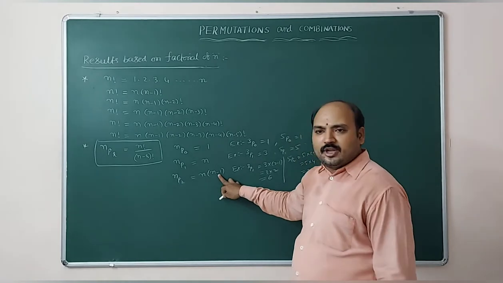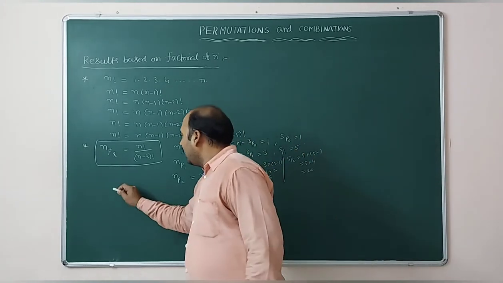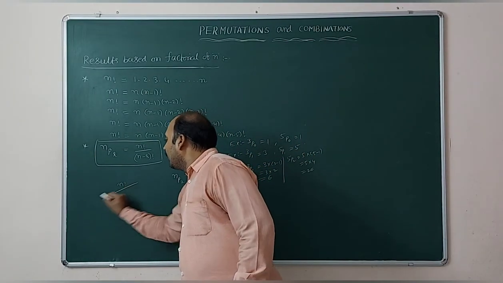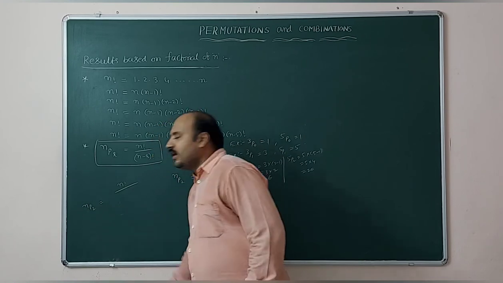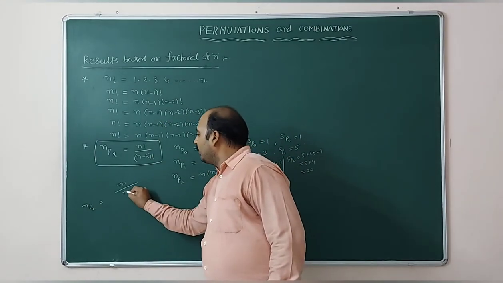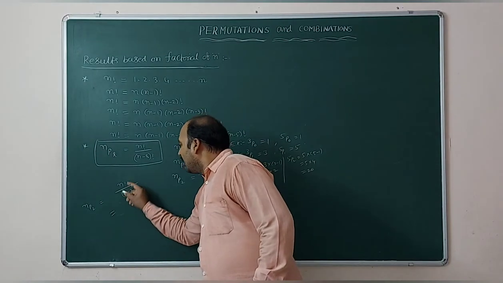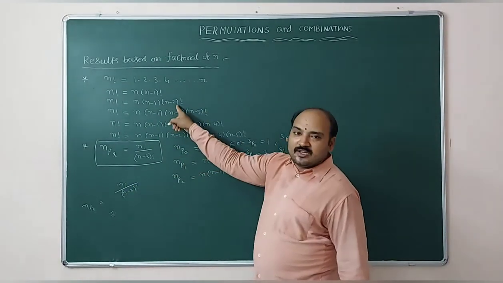See how n into n minus 1 will come. I already said: n factorial by n minus 2 factorial for nP2, explaining once again, with n factorial in terms of n minus 2 factorial, this only.